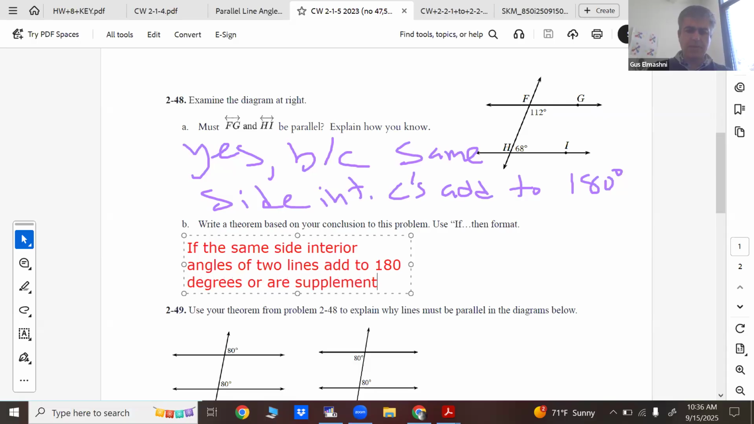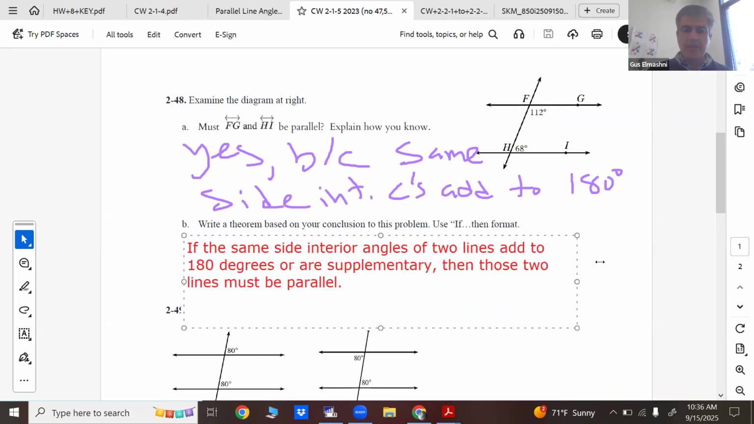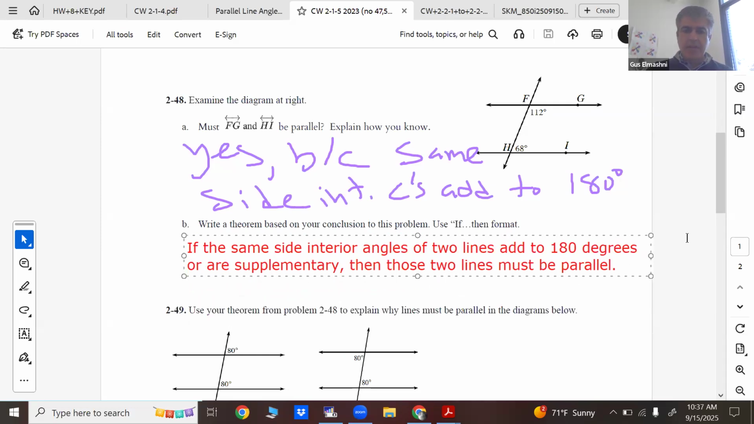Good. Okay, am I cool with clearing the screen here? Okay. So here's the next part. So yes, these are parallel, because the same side interior angles add to 180. Yes, that's good. So you're doing the opposite now.